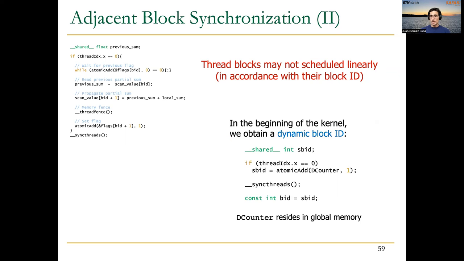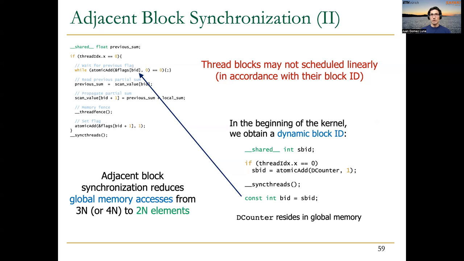So each thread block, instead of using its own actual block ID, is going to use a dynamic block ID that can be obtained by simply updating a global counter, this D counter in global memory, and then the resulting value is shared with all other threads in the same thread block. So now all threads can operate as if this B ID was their actual thread block ID. We can call it virtual block ID, for example. So if we do so, the problem is solved. We can use this adjacent block synchronization.